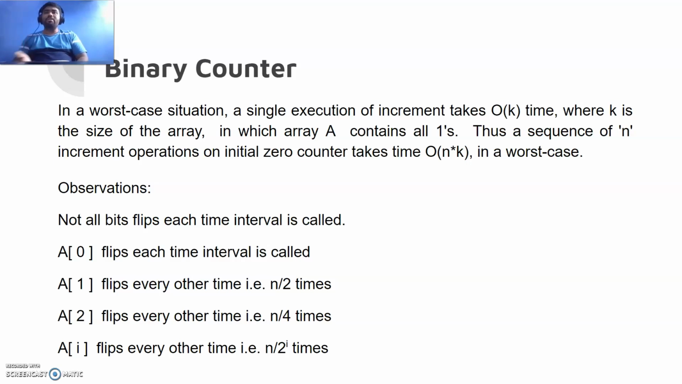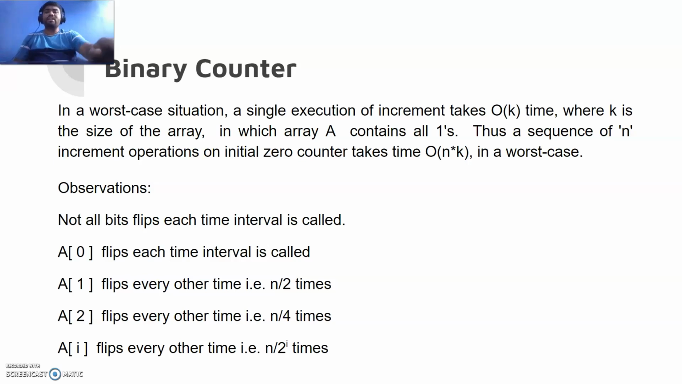So if the worst case could be big O of k, then for n operations we can say that it is big O of n into k. That is the worst case. But obviously that is not true. We don't change all the bits every single time, right? So let's understand how the bits change.